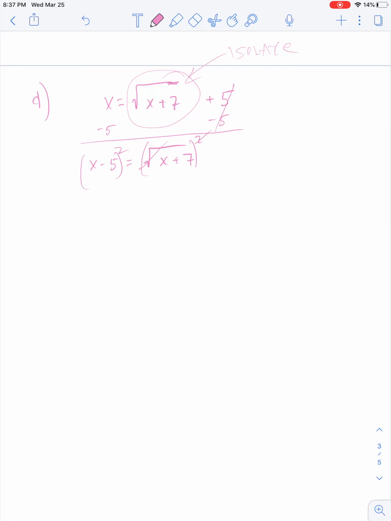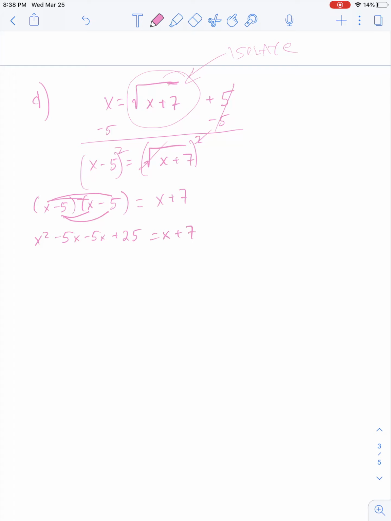Now that our radical is isolated, we can go ahead and take both sides to the power of 2. Right, because that will cancel the radical and that exponent. So on the right side, we're left with x plus 7. But on the left side, we have x minus 5 and another x minus 5. We go ahead and distribute again, right? That's x squared. That's a minus 5x, another minus 5x, and a plus 25.